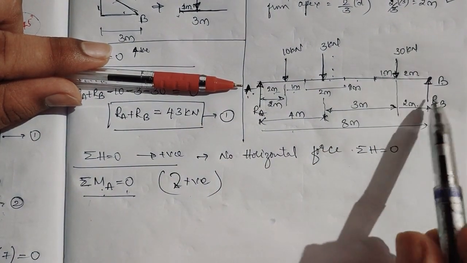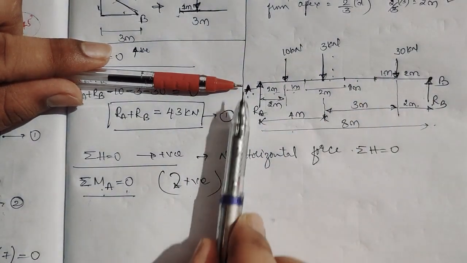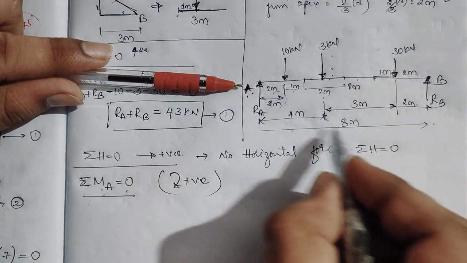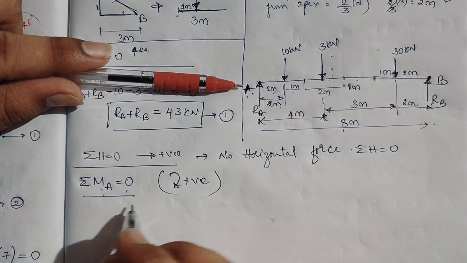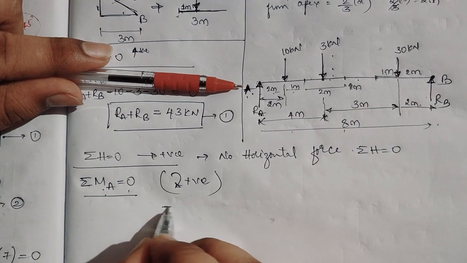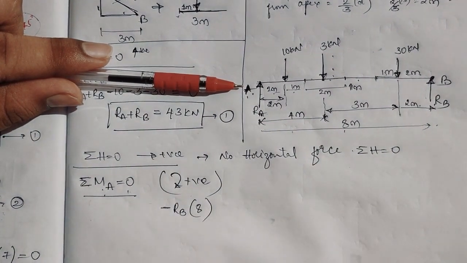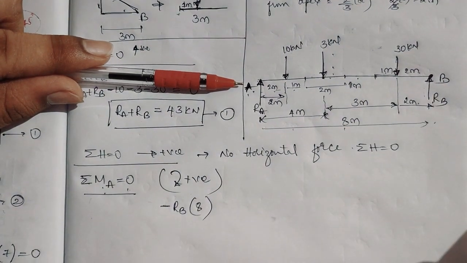So this RB will create anti-clockwise movement. See here, from this A point, this will create anti-clockwise movement. Okay, so I'll take anti-clockwise as negative. So RB into 8 meter. So RB is over.